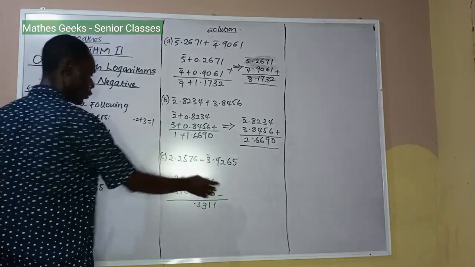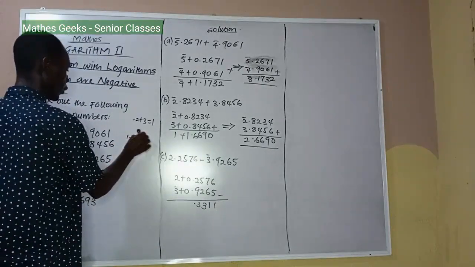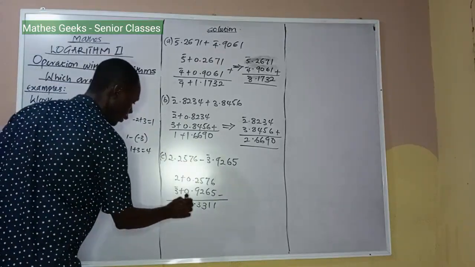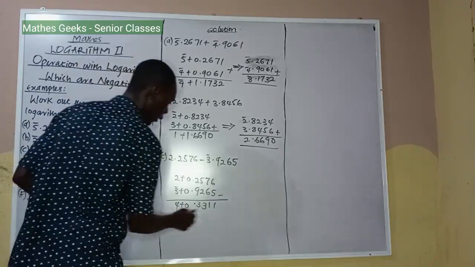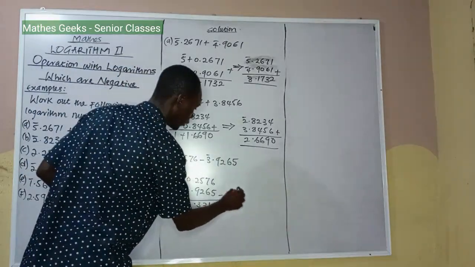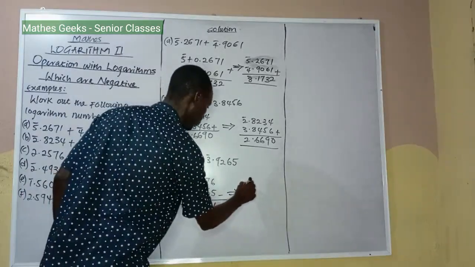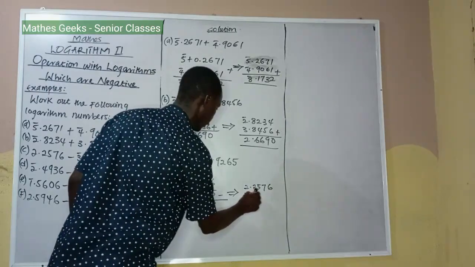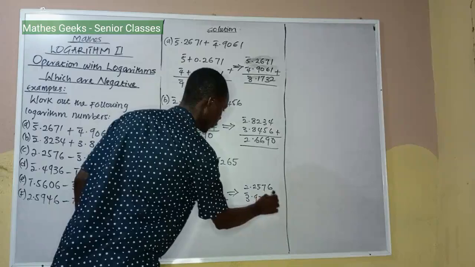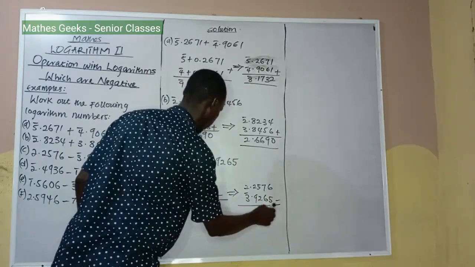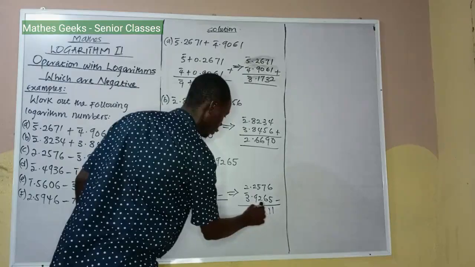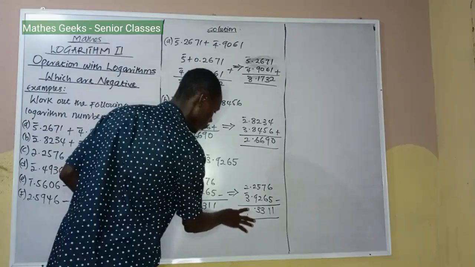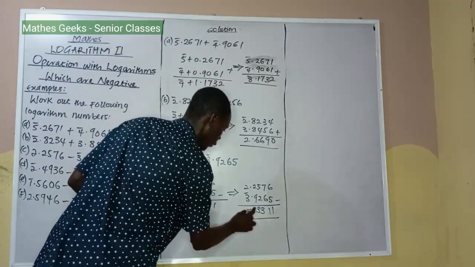1 minus bar 3. Remember here is minus, so it becomes 1 minus minus 3. Minus times minus is plus, so 1 plus 3, which is equal to 4. So that's equal to 0 plus 4. So this implies that 2.2576 minus bar 3.9265, when subtracted, is equal to 4.3113. That's your answer.